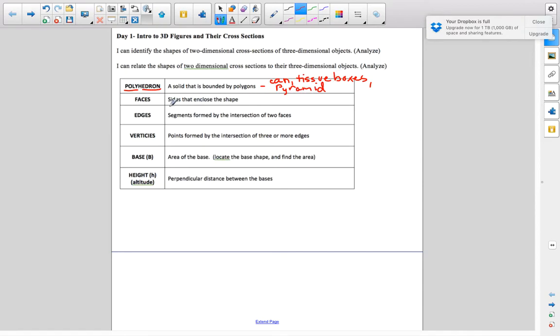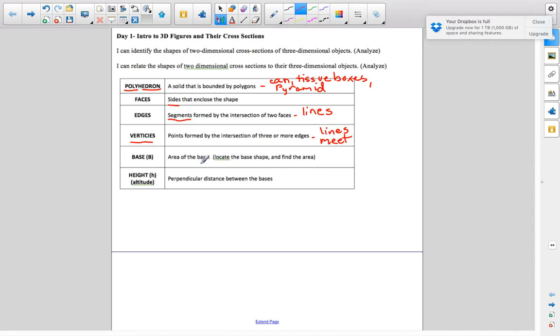Faces are the sides that enclose the shape. So on the rectangular tissue box, those are all rectangles that enclose the shape. The edges are the line segments, the lines where two faces intersect. So wherever you see a line, that's called an edge. And a vertex, or the vertices, are all the points where the edges meet. So every corner on a tissue box is where the lines meet, and those are the vertices.